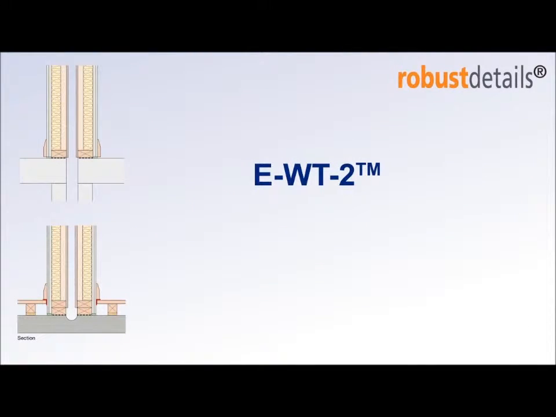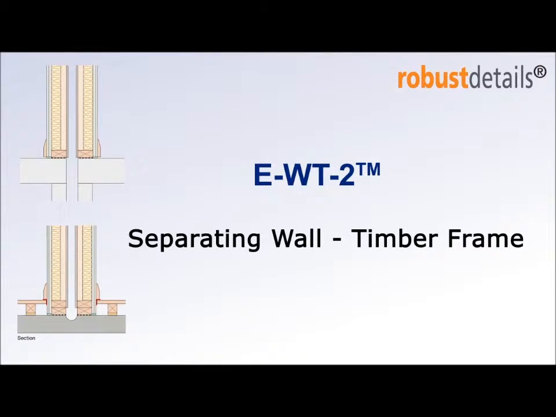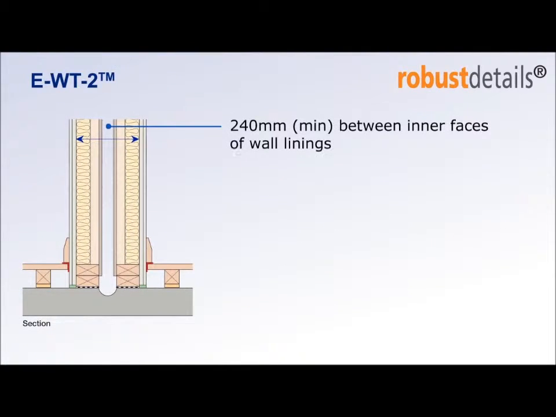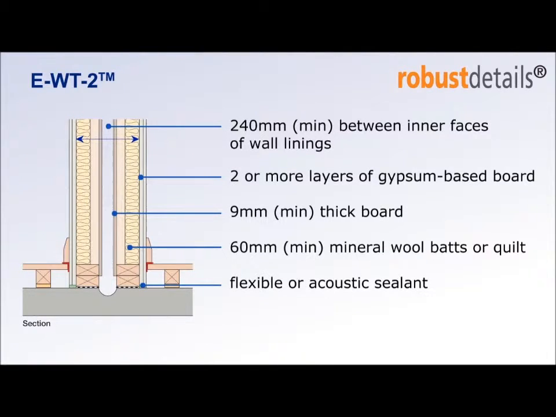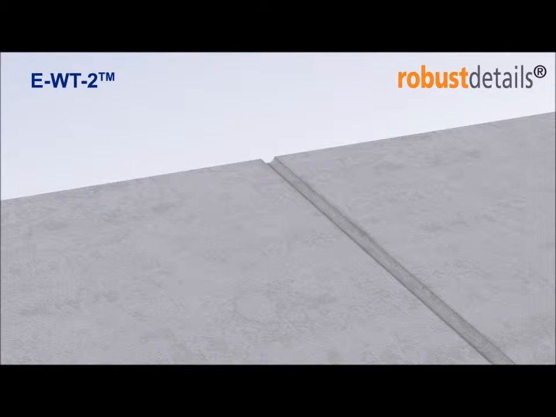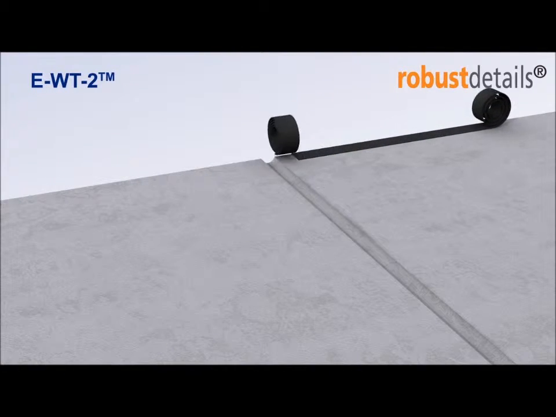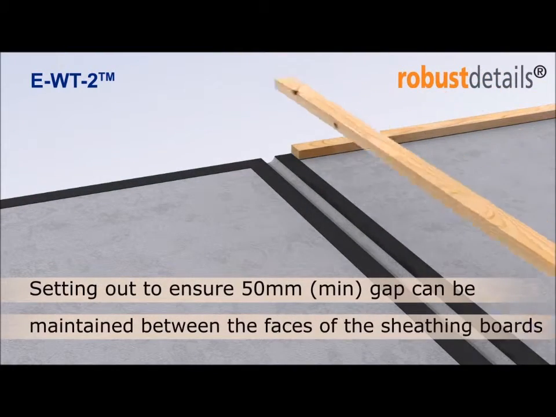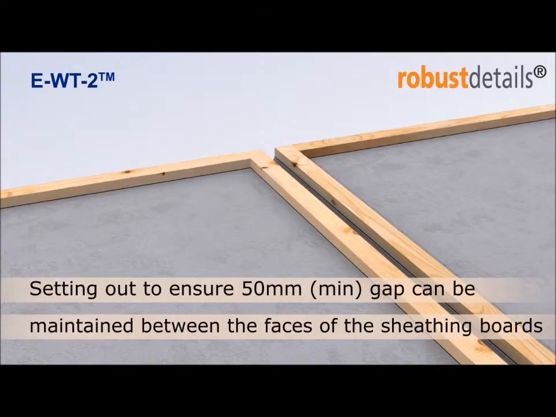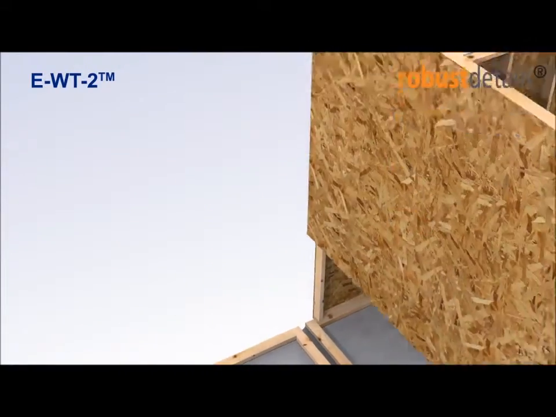This is a timber separating wall for use in timber-framed houses and flats. Although structural framing varies between different manufacturers, all the minimum and maximum dimensions listed in the handbook must be met. For this wall type, the cavity width is measured between the faces of the wall sheathing. They should be at least 50 mm apart, so the studs need to be set out with this in mind.